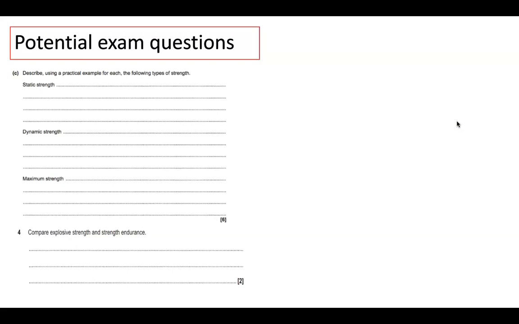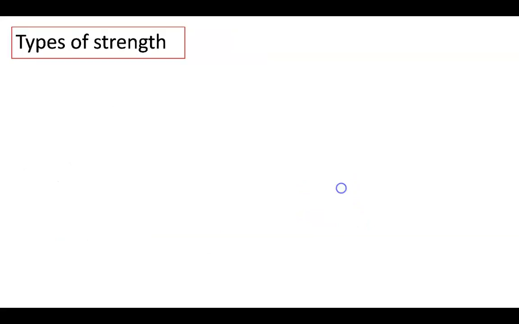First of all, here is an exam question that you might be asked within your A-level exam. Describe using a practical example for each of the following types of strength: static strength, dynamic strength, maximum strength. So describing, being able to define what each type of strength is whilst using a practical example for each, which you're going to be given in this screencast. Also down here, compare explosive strength and strength endurance. So again, you're going to have to be able to compare the difference between, or the similarities of, explosive strength and strength endurance and the other types of strength that we have.